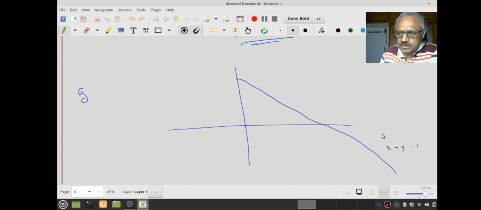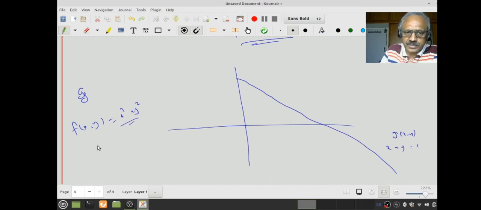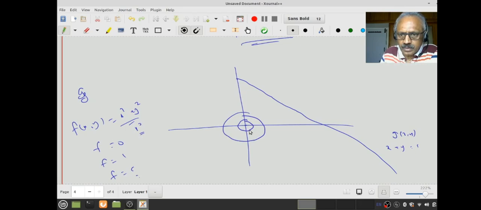Now what is my constraint? This constraint is g of xy. And what is my function? f of xy, that is x squared plus y squared. Now what I do is I try to draw a lot of level curves or level sets for this function, that is f equal to 0, f equal to 1, f equal to c, and so on. Intuitively, for all r squared, this is what you are doing. This one is for r equal to something, this is some other r.